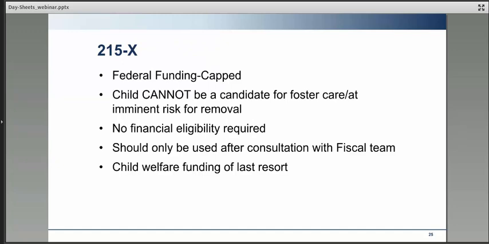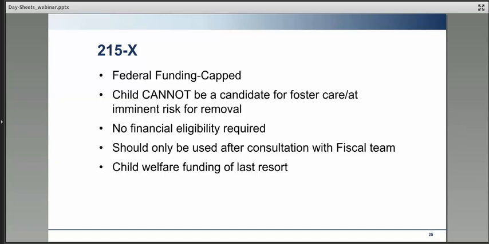Now, 215X, oftentimes we talk about X marking the spot and what we look for. In this case, this is more like Family Feud. When you see the big X up on the screen, as in it wasn't a good answer. 215X, X is federal funding. It's capped. The child cannot be a candidate for foster care or at imminent risk for removal, which means they cannot qualify for Z. If you've met the qualifiers for Z, then they cannot use X. They are in direct opposition to one another. There is no financial eligibility.